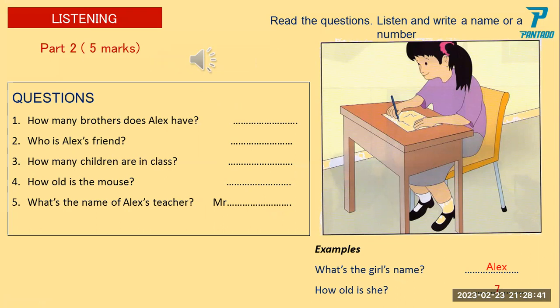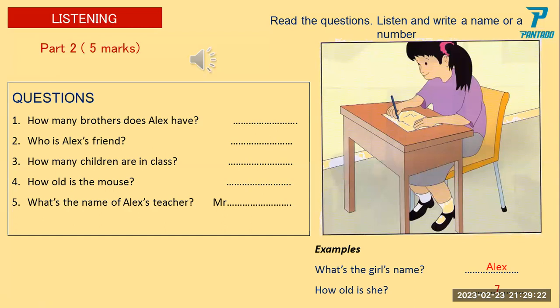Hello, I'm your new teacher. Hello. I'm writing your names in my book. Are you Alex? Yes, that's right. You spell it A-L-E-X. How old are you, Alex? I'm 7. 7. Yes, that's right. Can you see the answers? Now you listen and write a name or a number.